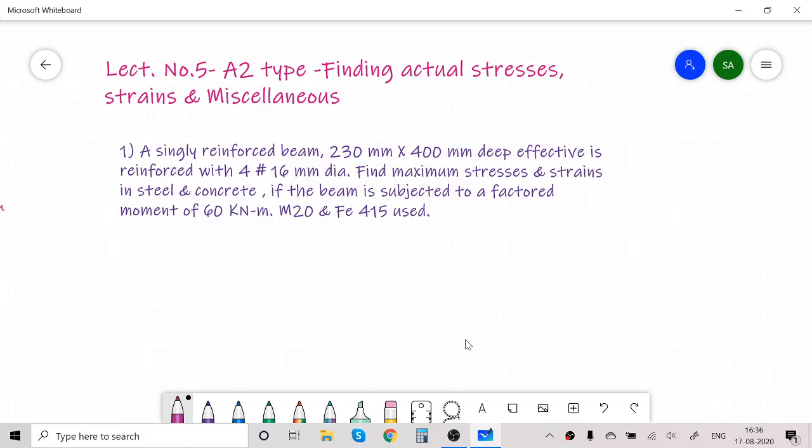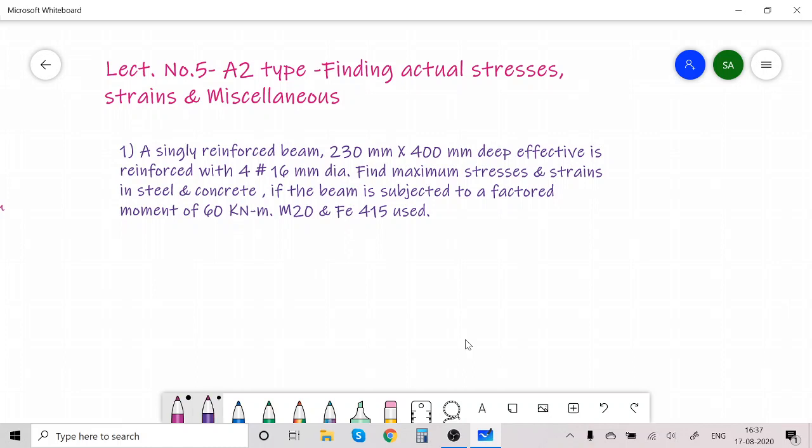In the first problem, a singly reinforced beam 230 mm by 400 mm deep effective is reinforced with 4 bars of 16 mm diameter. Find maximum stresses and strains in steel and concrete if the beam is subjected to a factored moment of 60 kN meter, M20 and Fe 415 used.